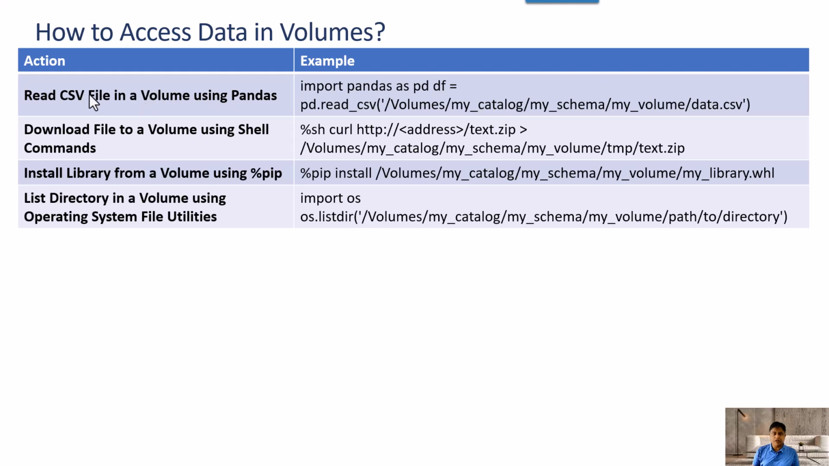Like a couple of other examples, like reading a CSV file with pandas, so pd.read_csv and then the volume path. Downloading a file from the shell with a curl command and then putting it in a volume. Installing a library with pip install and the library location in the volume, or listing a directory, again from the directory location. So these are the options for accessing the data in the volume.